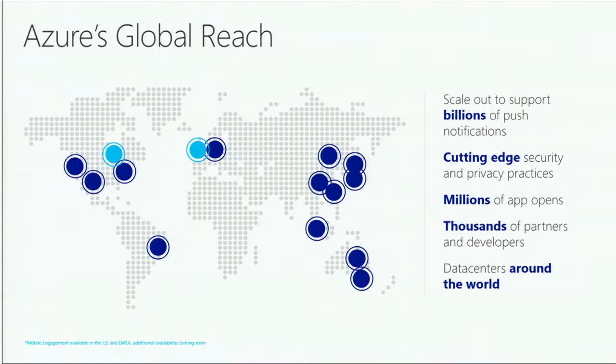It's a platform that sends about 1 billion pushes every week. So in terms of scale, there is absolutely no problem. We get millions of app opens every month, and there is a large developer and partner community out there.